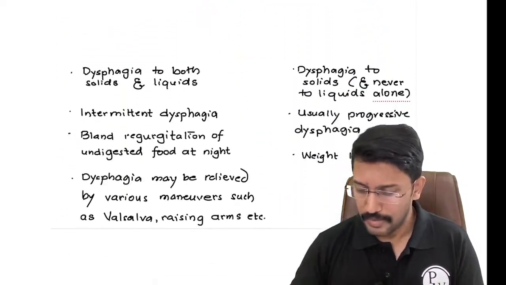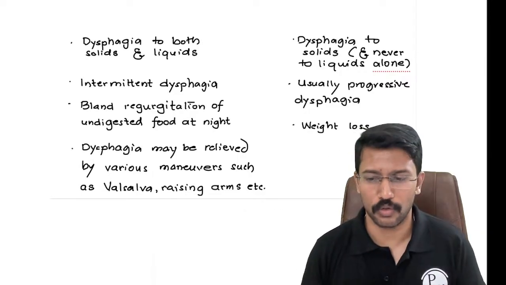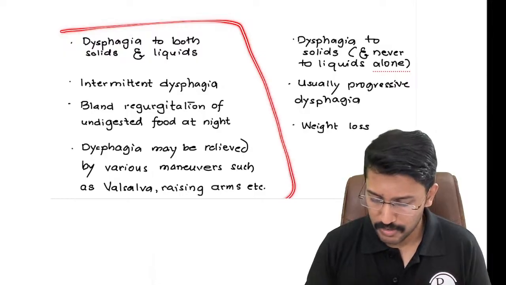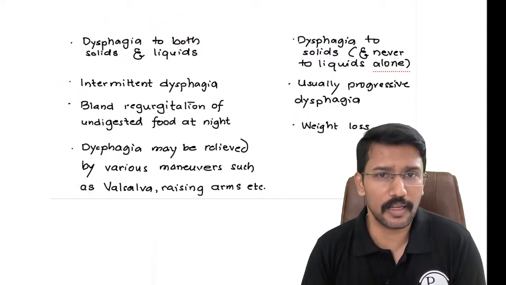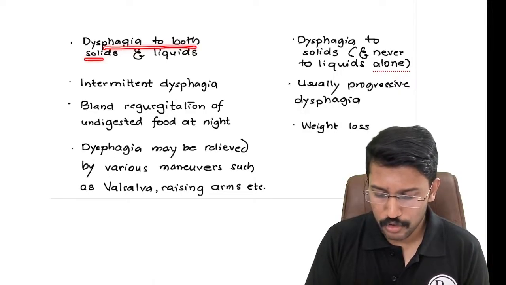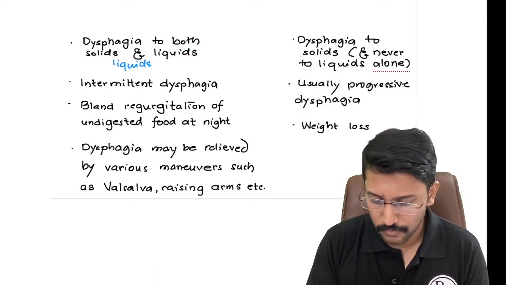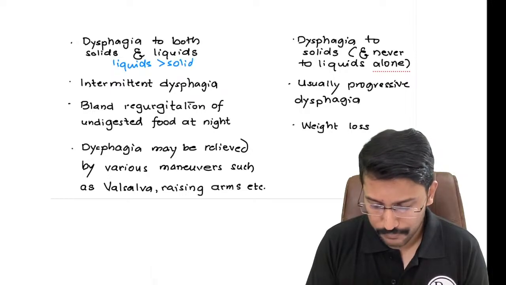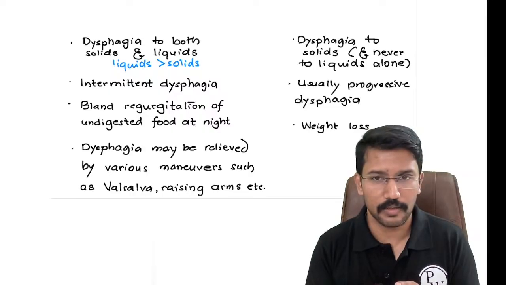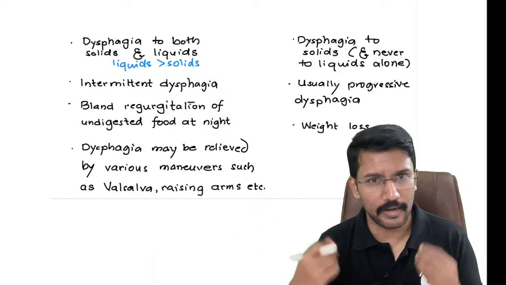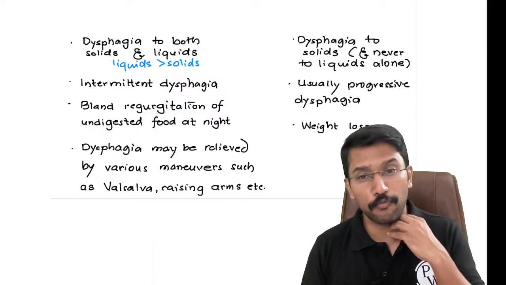Okay, so I will list two sets of complaints here. You should tell me which one is suggestive of motility disorder. So on one side, let me say this is patient A and this is patient B. Okay, so this patient A has dysphagia to both solids and liquids, and to start with it was for liquids more than solids. He is experiencing dysphagia intermittently, not continuously, and he has history of regurgitation of undigested food at night.